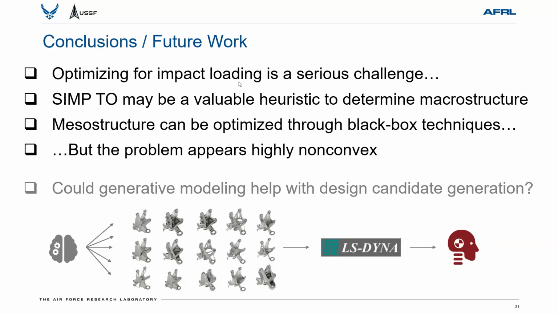Future directions could also include one thing that I've been thinking about: could generative modeling help with generating design candidates for a problem like this, given that the objective function is so non-convex? Maybe we should take a different approach in the future. But that's pretty much an overview of this work.